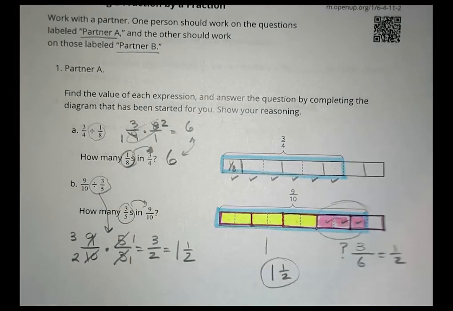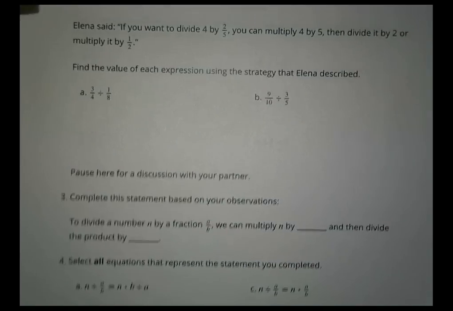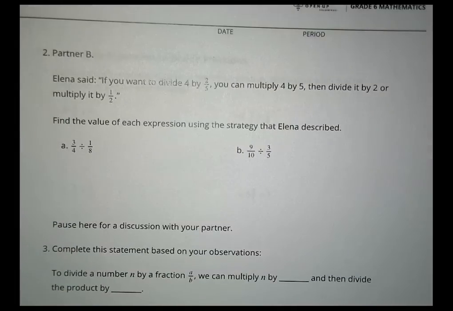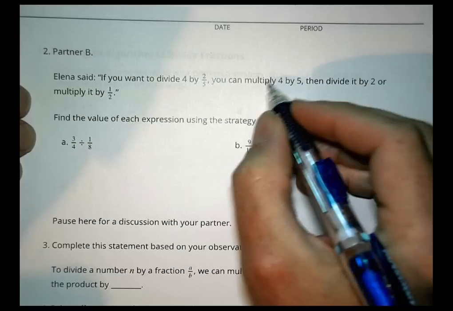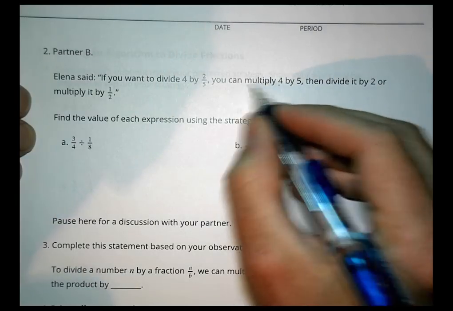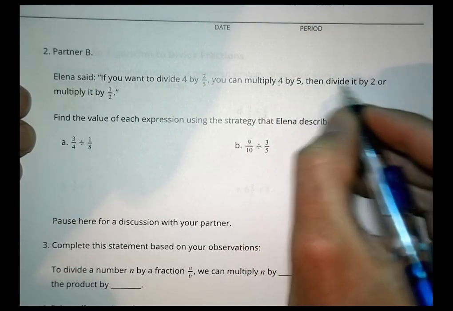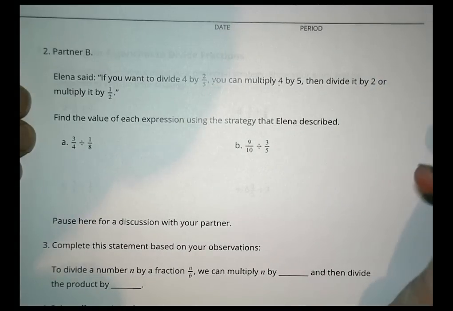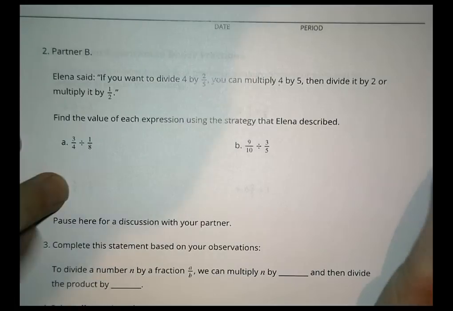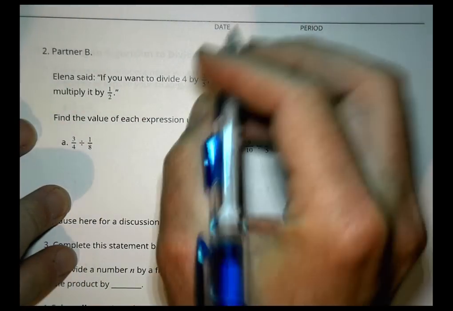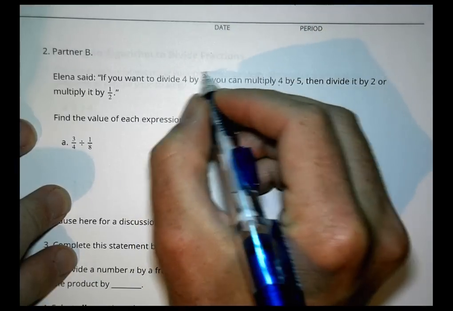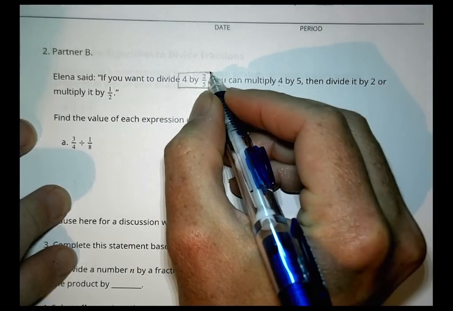Okay. All right, let's take a look at what partner B was working on. Partner B. So for partner B, it says if you wanted to divide 4 by 2/5, you can multiply 4 by 5, then divide it by 2, or multiply by half. That's what Elena is telling us. Find the value of each expression using the strategy that Elena just described. All right, so let's take a look at this. She's saying if we divide 4 by 2/5.